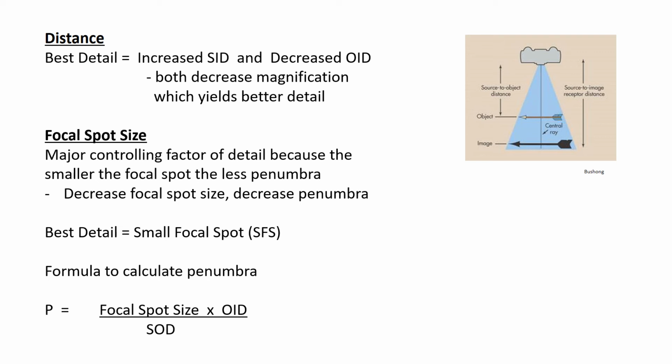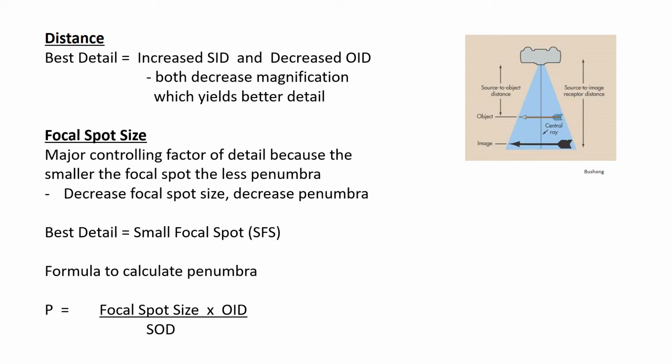Now there's actually a formula, it's in your book, to calculate how much penumbra there actually is. So basically what you would do to calculate penumbra is you would take the actual size of the focal spot, multiply that by the OID that's used, and then divide that by the SOD, the source to object distance. Now remember, SID is from your tube to where your image is going to be captured.